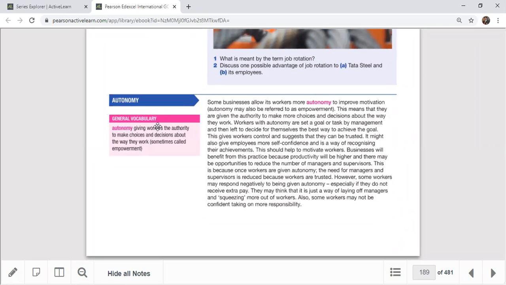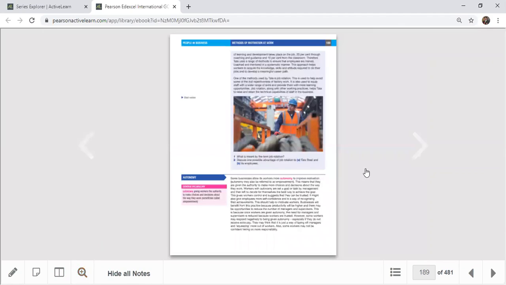Autonomy is another non-financial method of motivation, giving authority to the workers to make their choices and decisions about the way they work. Empowering workers, giving them some freedom to make their decisions, like being in control. So autonomy is like that. A lot of students, I know, find it difficult to understand this word. Autonomy means a kind of empowering. The workers have some power to make the decisions. Right? These things we are going to talk about in the next session.